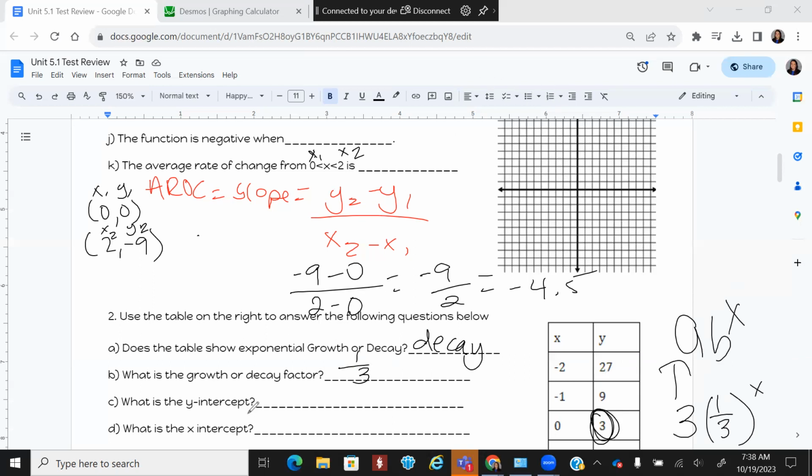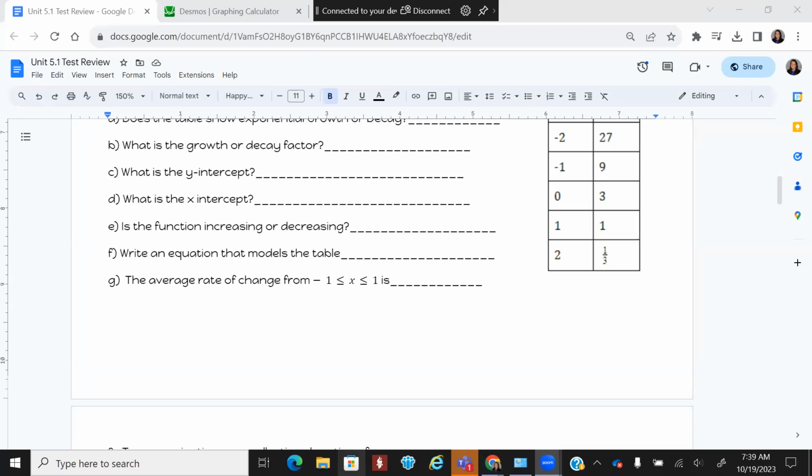Now the y-intercept is 0, 3. Where's the x-intercept? Can we tell? Let me ask you this question. If I took 1/3 and I divided it by 3 again, that would give me what? 1/9? And if we divided it by 3 again, we would get 1/27. And if we divided by 3 again, we would just continue on, right? Now, will that ever actually hit 0? No, because we can always divide by that number. So there is no x-intercept.